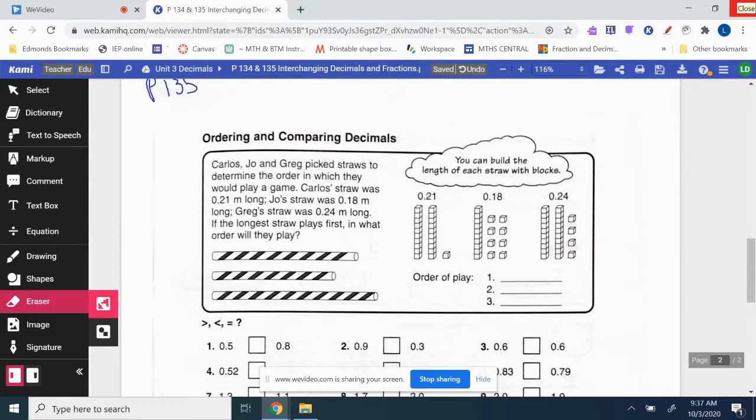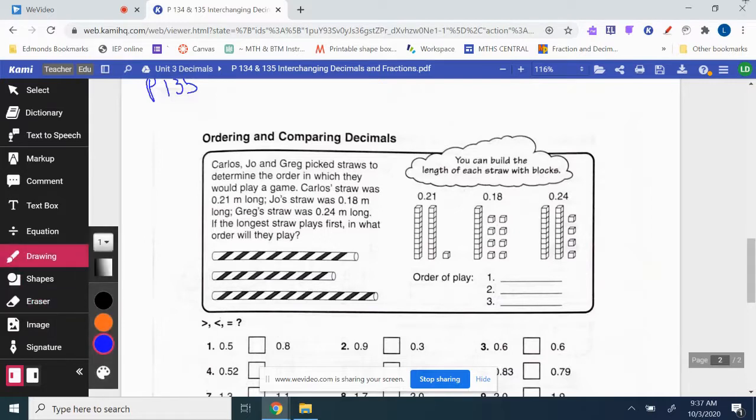So 135. They're going to have us comparing numbers. Joe, Carlos, and Greg are looking at some straws to see who gets to go first. When we build these out, remember these are the tenths and the hundredths. So I have tenths and hundredths. It's really easy to see how I have more. Like I'd rather have 2 dimes than 1 dime. So I know that 18 hundredths is the least. So I'm going to put that down here. 18 hundredths. Then we have 21 hundredths and then 24 hundredths.